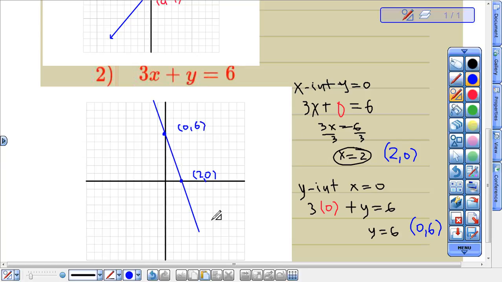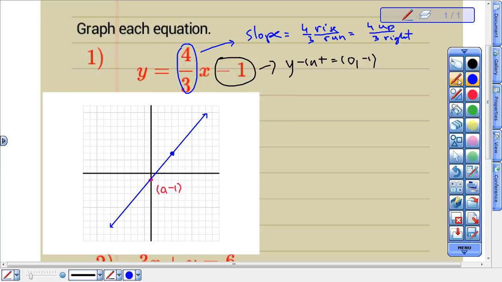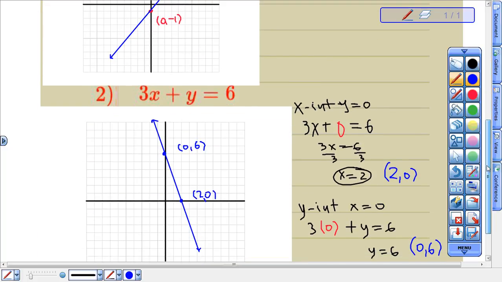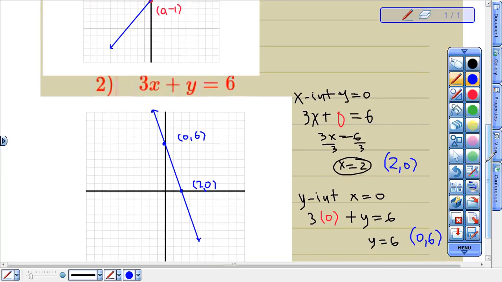So these are 2 methods to graph linear equations. Our first method was when the equation was in slope-intercept form. We identified the slope, we identified the y-intercept, and using the y-intercept we'd graph that, and using the slope we'll find the next point. If the equation is in standard form, we found the x and y-intercepts, plotted them, and then graphed the line.